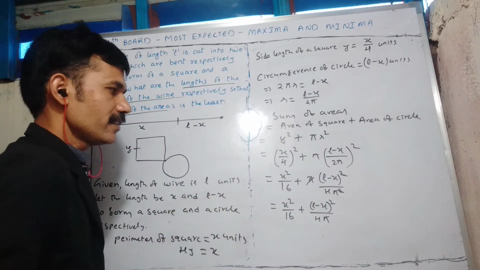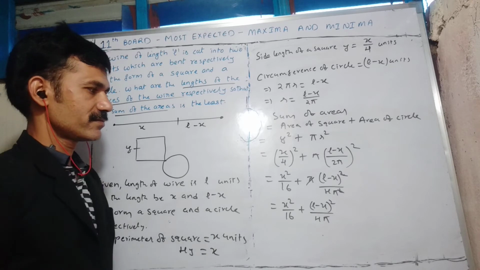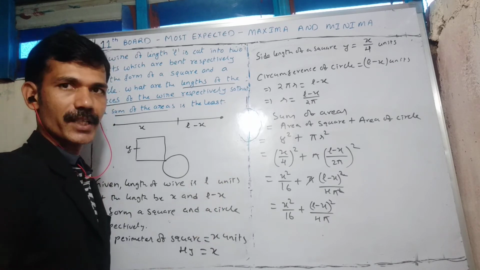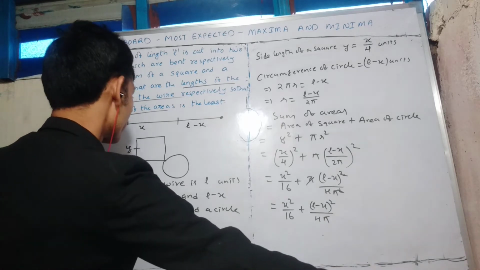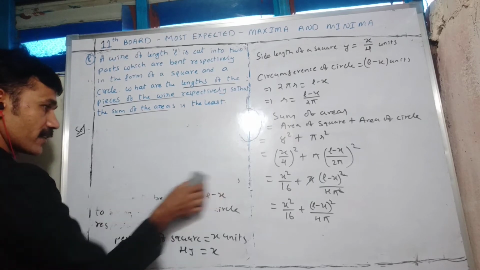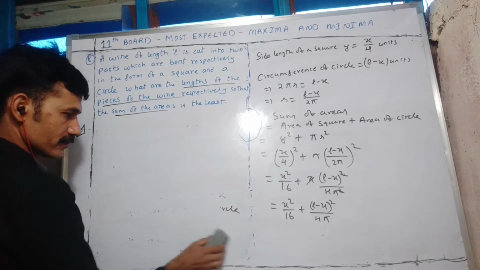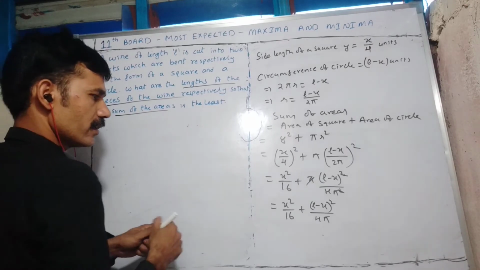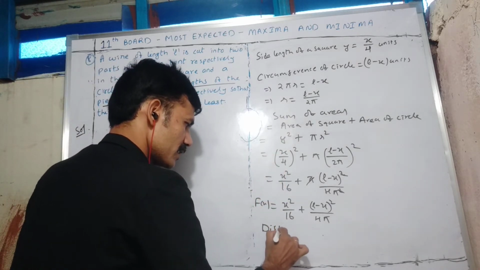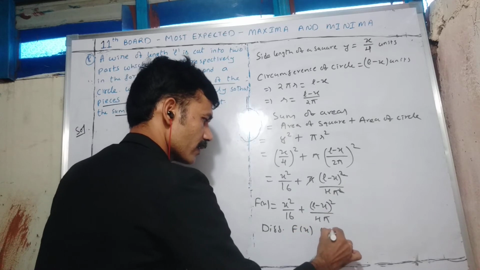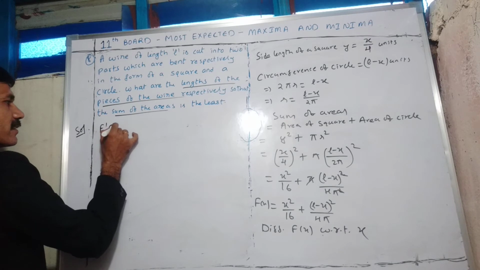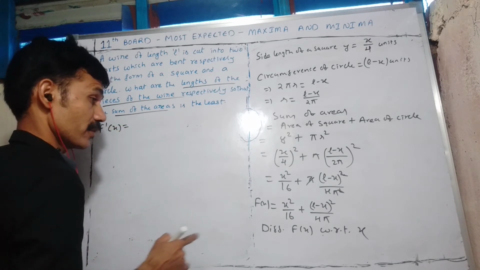So we got an expression for the sum of areas. Now we can apply the second derivative test. For that, first we differentiate with respect to x. We have to find f dash x. Let this be f of x. Now differentiate f of x with respect to x. So you will get f dash x here, and you can find the stationary points.